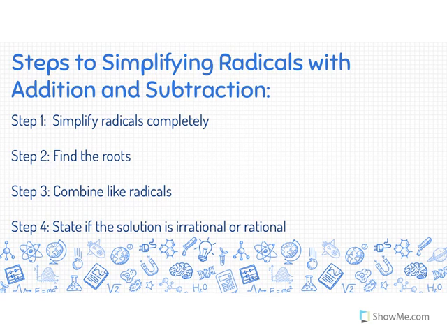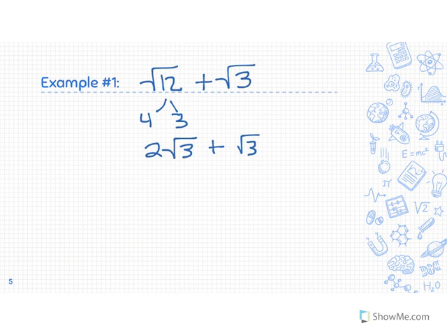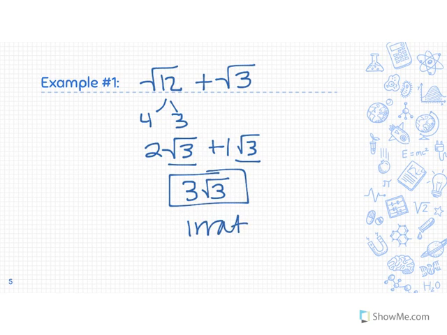It's called simplifying. And then we're going to combine our like radicals. So this has a radical 3, this also has a radical 3, this has a coefficient of 1. So 2 plus 1 is 3 radical 3. We are unable to simplify our radical anymore, so that's our final answer. And since we actually have a radical left over, this solution is irrational.